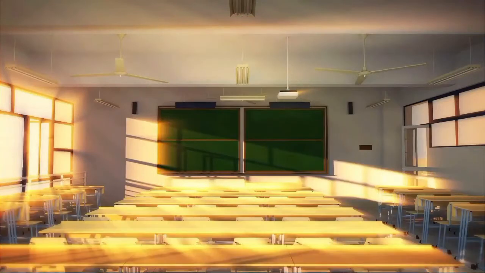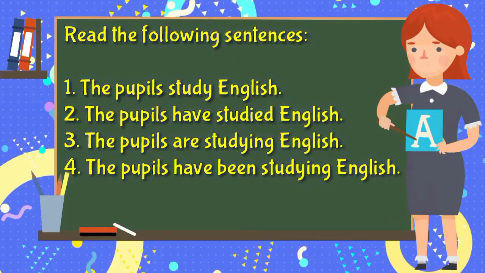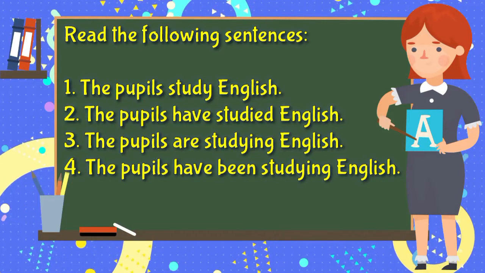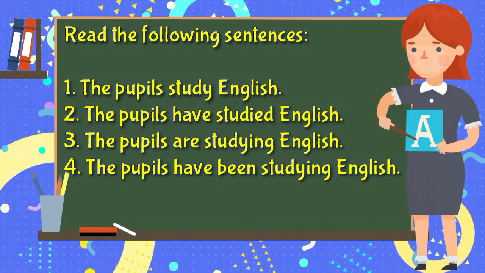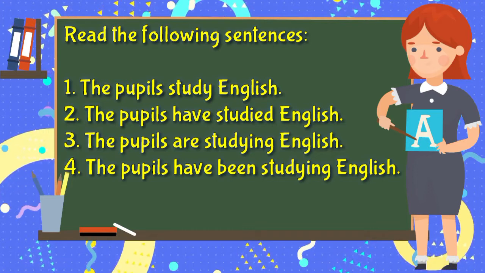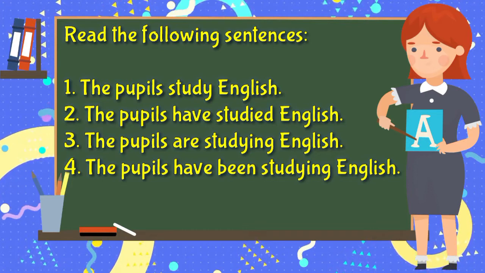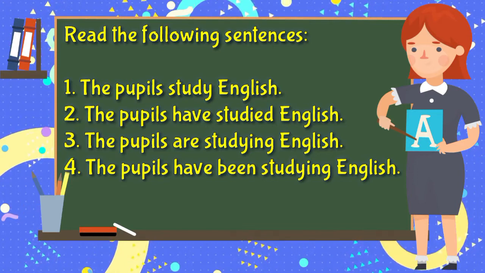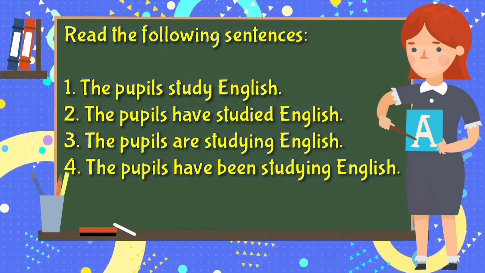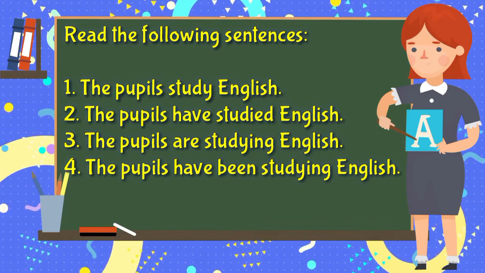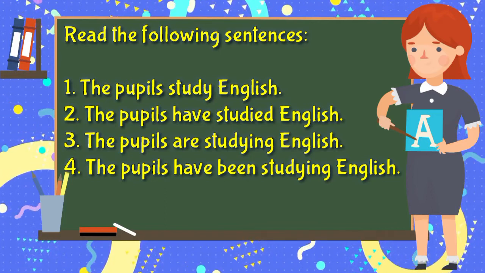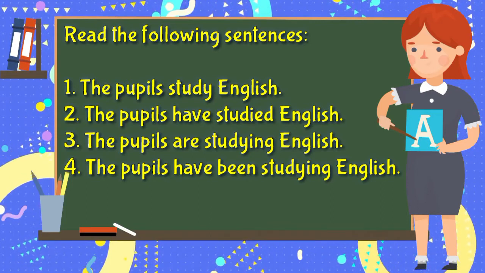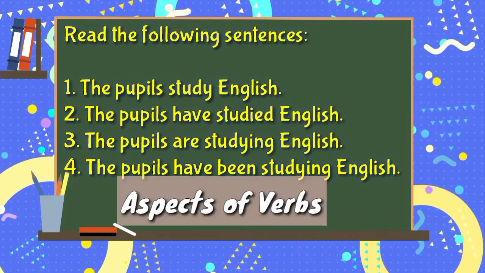Learners, let us read the following sentences. Number 1. The pupils study English. Number 2. The pupils have studied English. Number 3. The pupils are studying English. Number 4. The pupils have been studying English. The following sentences use aspects of verbs.